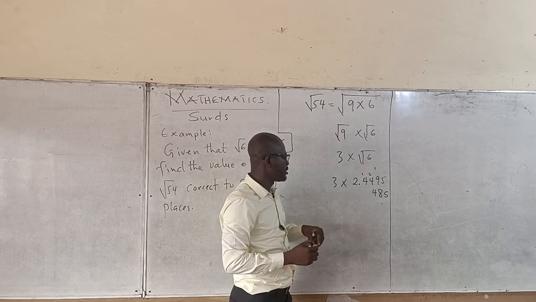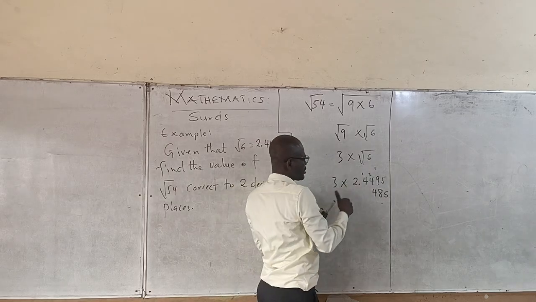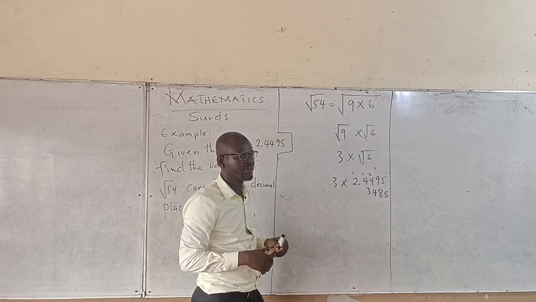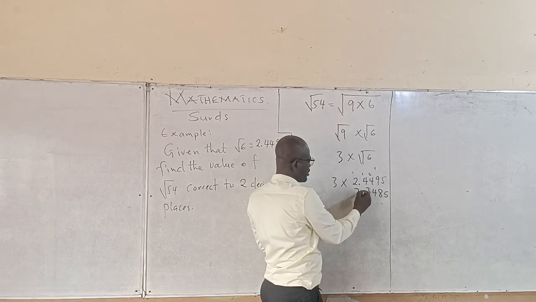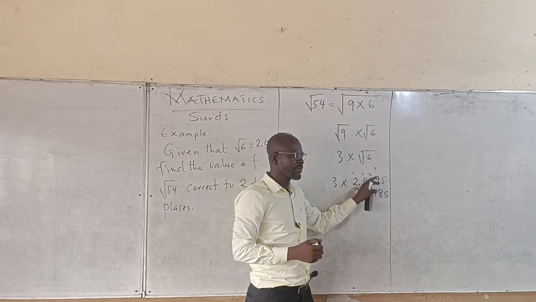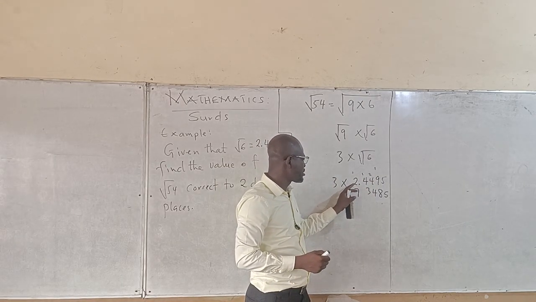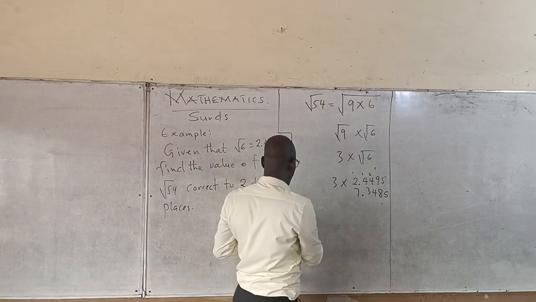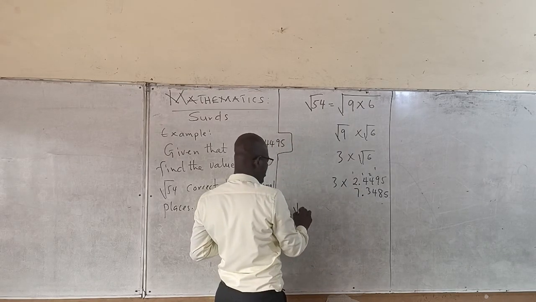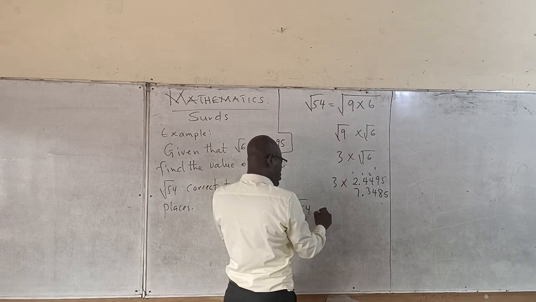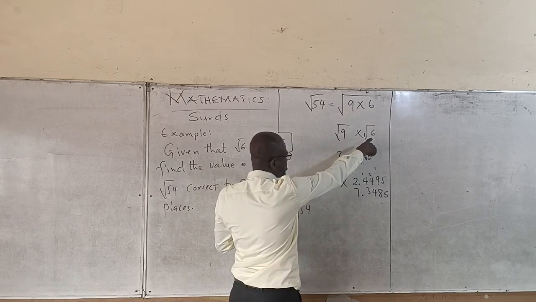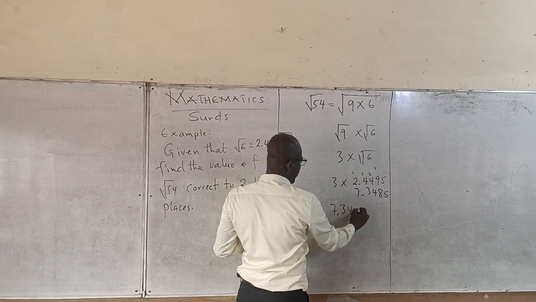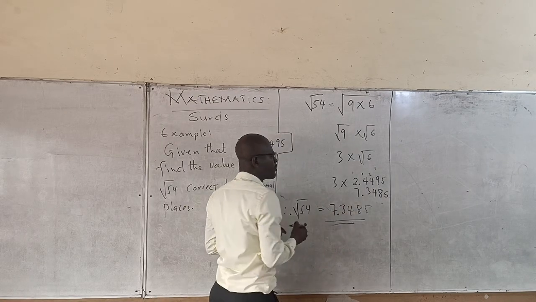Then 3 times 4 again. 12 plus 1 is 13. Write 3, carry 1. Then 3 times 2 is 6 plus 1 is 7. Because the original number has its decimal point after the first digit, we bring the point after the first digit. So if you simplify square root of 54 using the value of the square root of 6, you get a final answer of 7.3485. It's very simple.